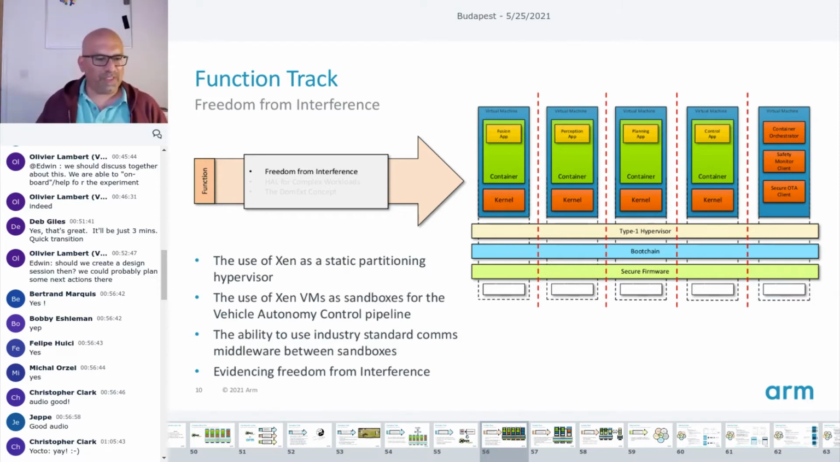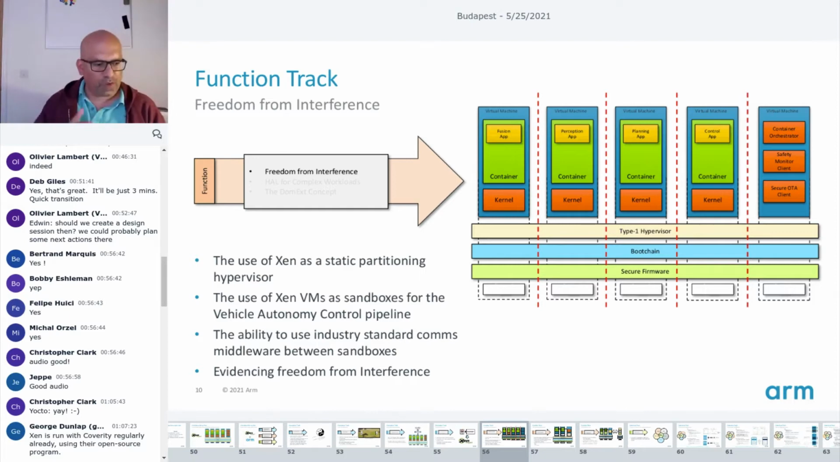So what is the hypervisor doing there then? It's actually acting as an isolation mechanism, and for the large part, it's not intervening unless someone does something nasty, right? So what we want to do is we use Autoware as our reference workload for vehicle autonomy. We want to slice up the pipeline, and we want to run each pipeline in a separate Xen virtual machine, and then look at industry standard communication middleware for comms between them. Okay, so that's basically one way of promoting freedom from interference, right?